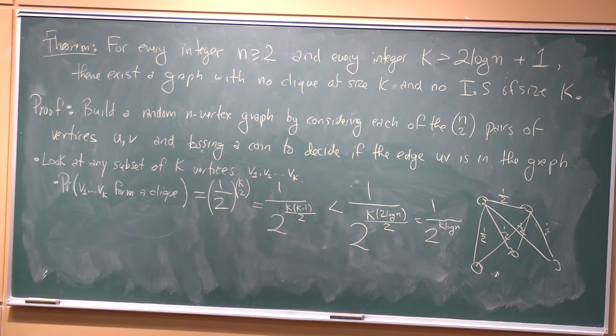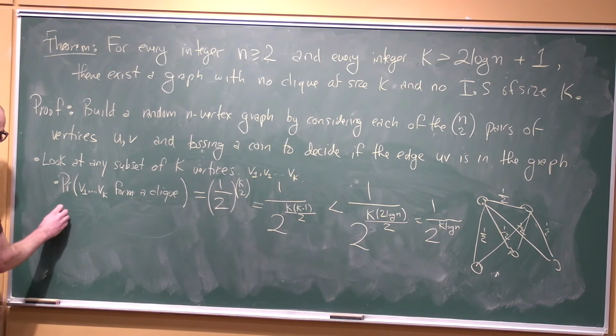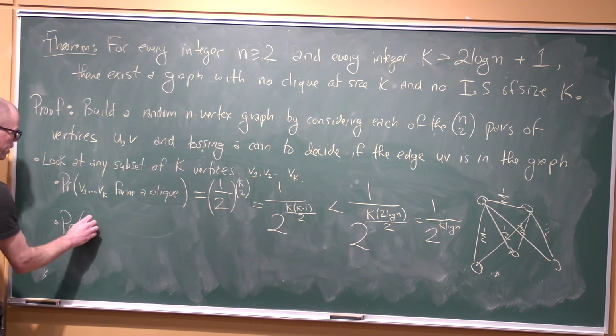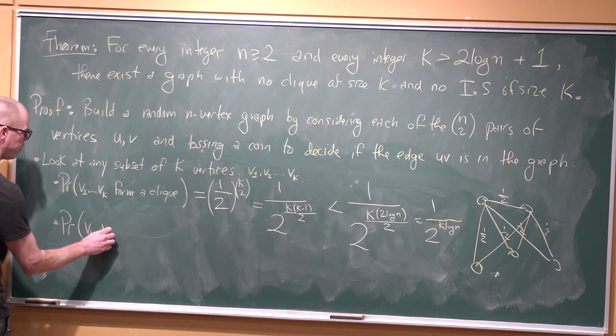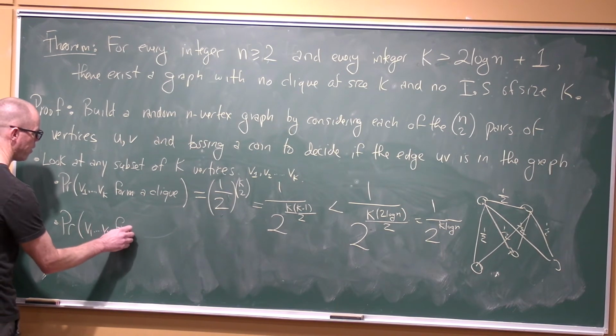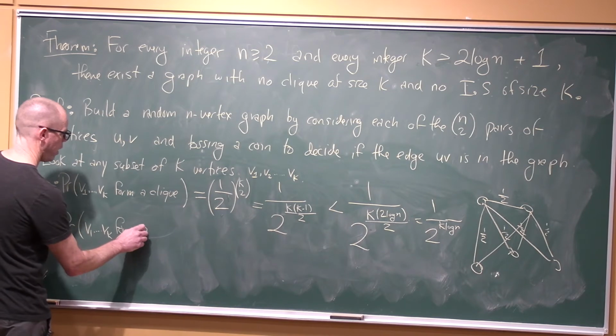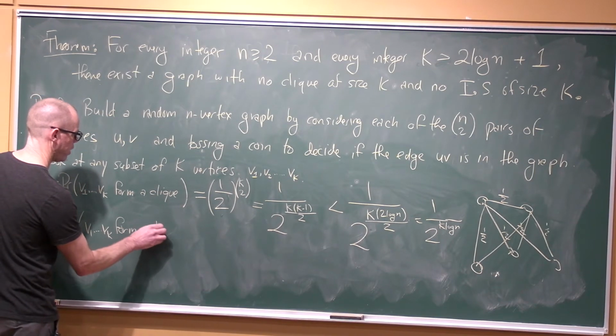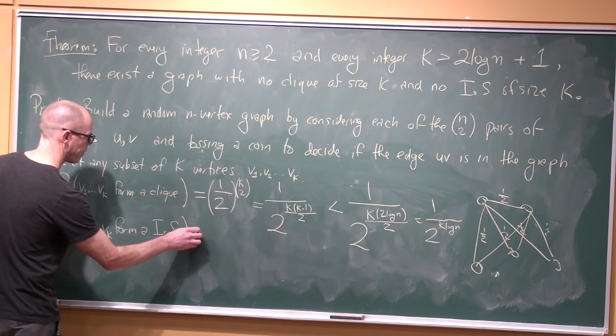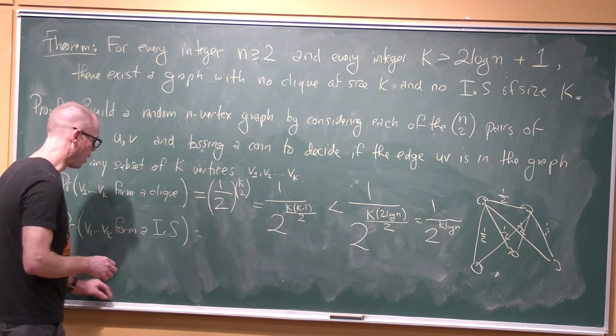All right. What's the probability that V1 to Vk form an independent set? Well, what does that mean?